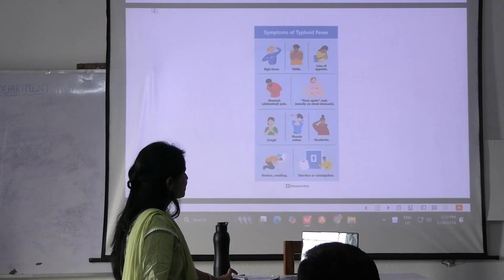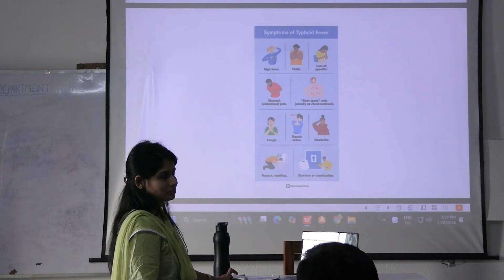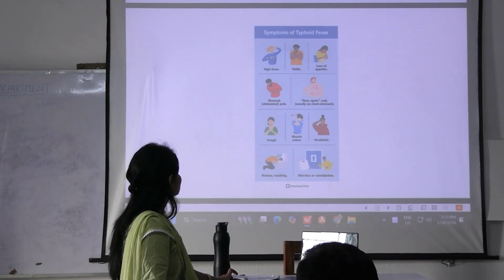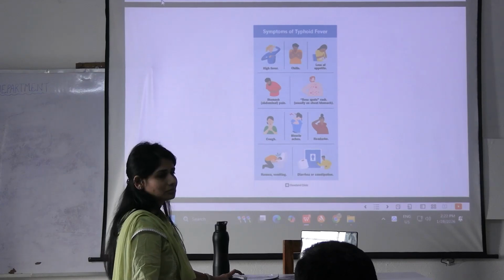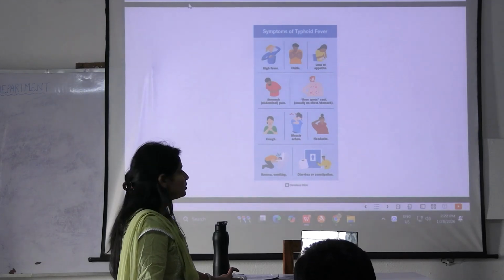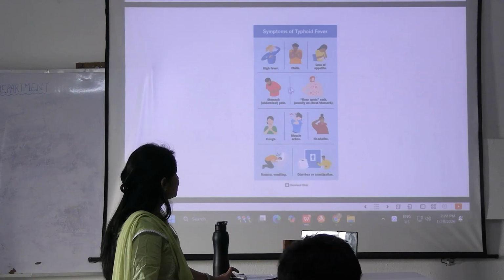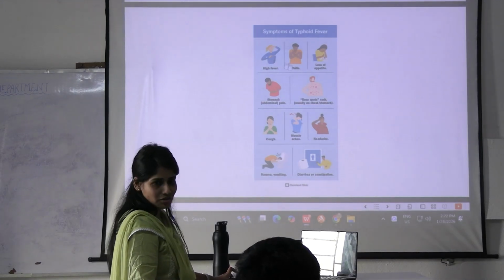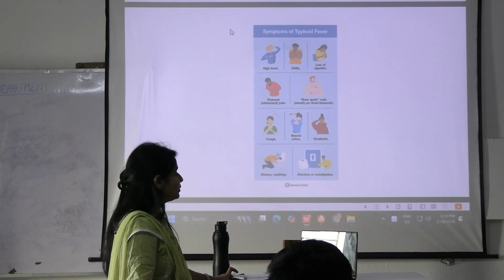Are these symptoms present in your patient, the given case before? Yes or no? Some are present, some are not. So we will be discussing enteric fever today, and these are the symptoms of typhoid fever or enteric fever, or slow fever. It is also known as slow fever.